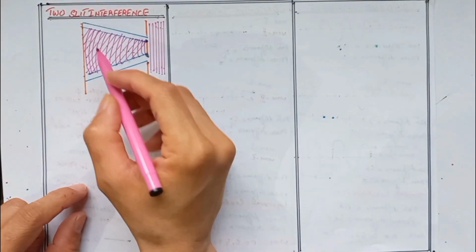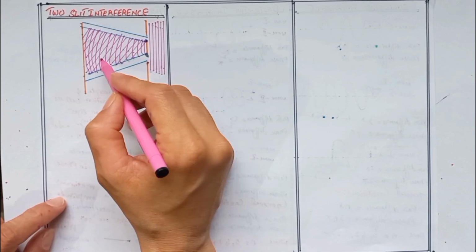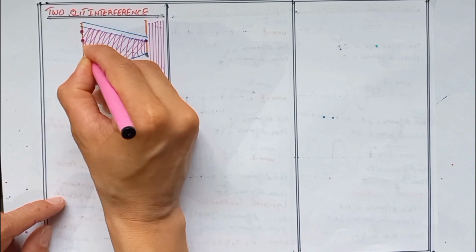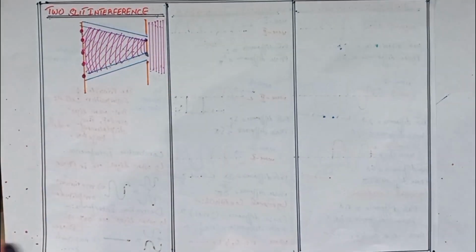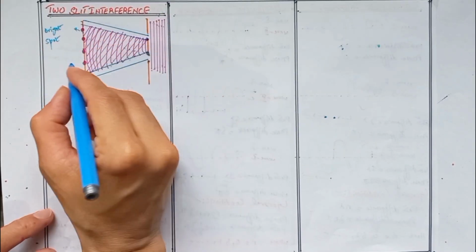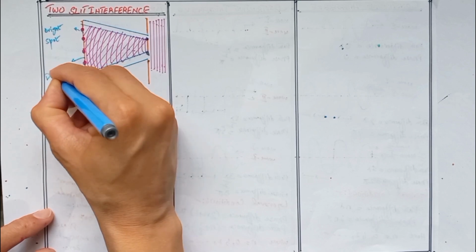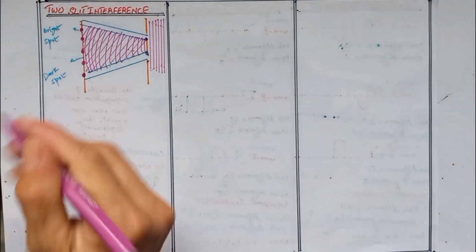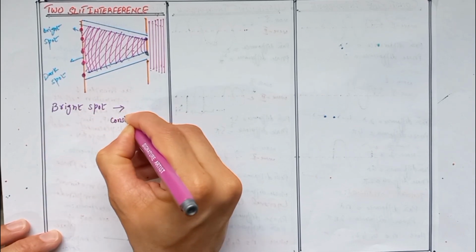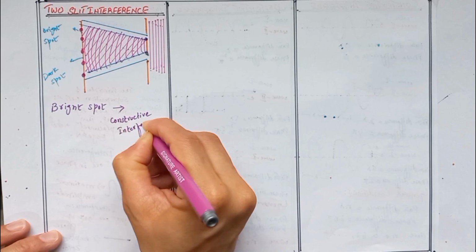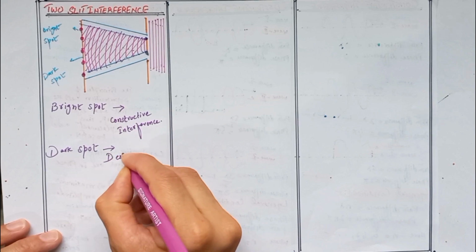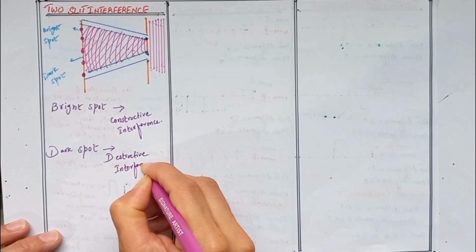Exactly these kinds of interference, constructive and destructive, are going on in this region, and they create alternating bright and dark spots on the screen. This pink dot shows the bright spot, and the gap between these bright spots is called the dark spot. Bright spots correspond to constructive interference, and dark spots correspond to destructive interference.